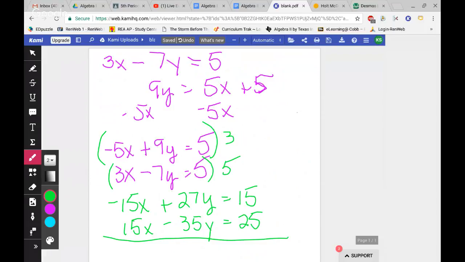So now, would you add or subtract these? Good job. You would definitely add, because you look at the coefficients of your x's, and we've made them where they're opposites. So when they're opposites, you add. So we're going to add them.